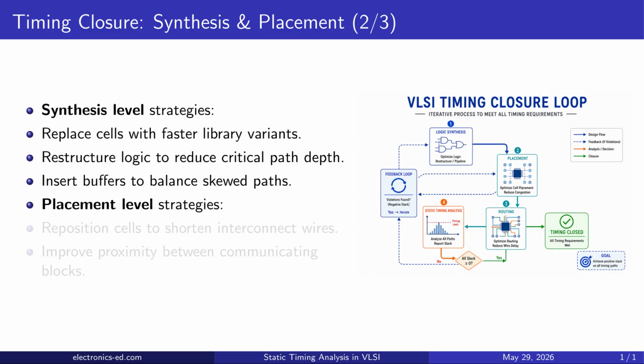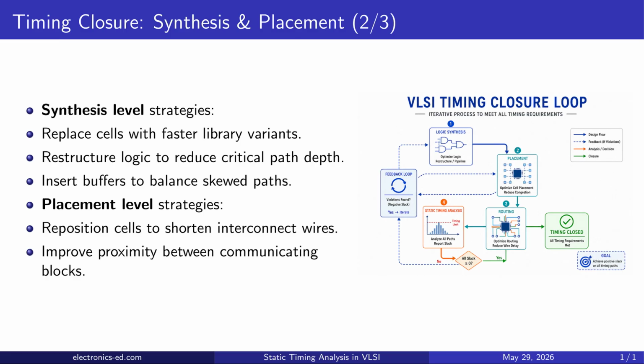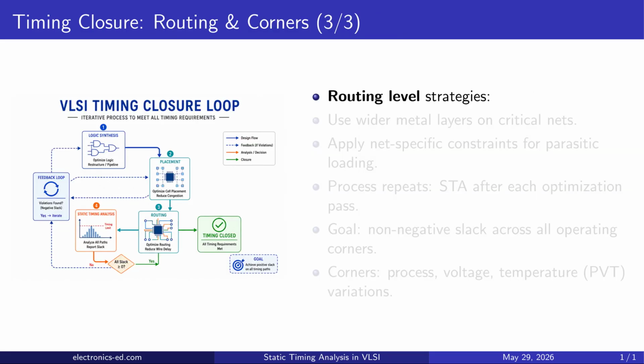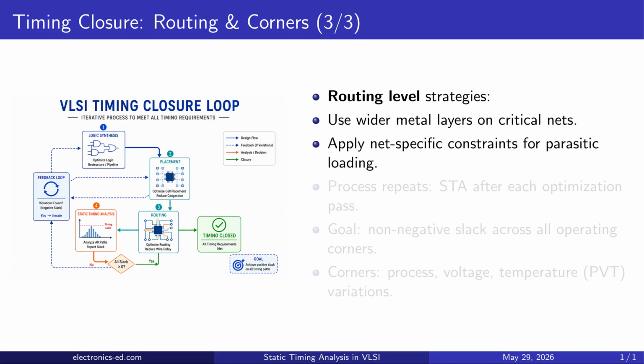At the placement level, we use different strategies. We can reposition cells to shorten the interconnect wires. And we improve proximity between blocks that communicate frequently. At the routing level, we have additional strategies. We can use wider metal layers on critical nets to reduce resistance. We also apply net-specific constraints to manage parasitic loading.